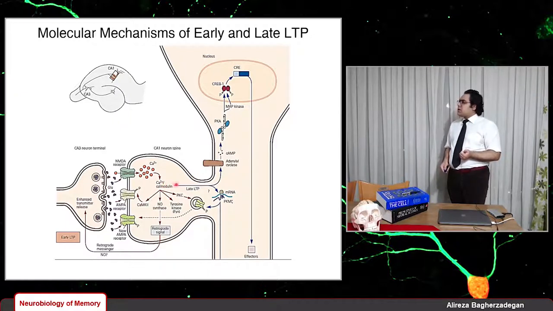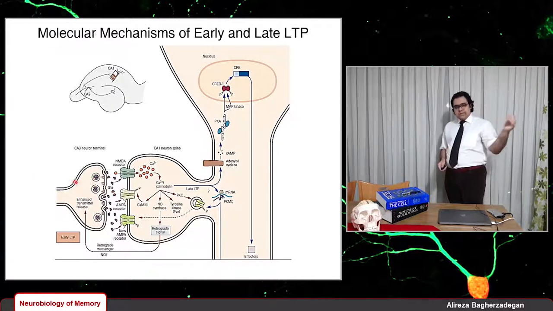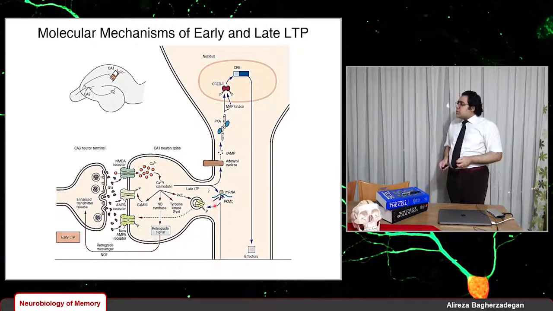Another thing that occurs during the induction of late LTP is the local dendritic translation of the mRNA of protein kinase M zeta. The mRNA of protein kinase M zeta is already present at the spine. So when we want to induce late LTP, the presence of these mRNAs at the spine causes the expression of LTP to happen sooner. Well, what is protein kinase M zeta? Protein kinase M zeta is a constantly active form of protein kinase C.